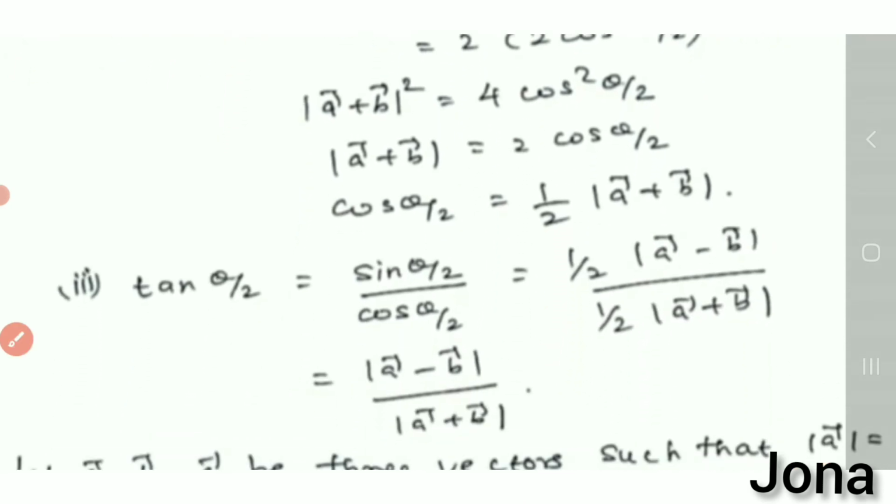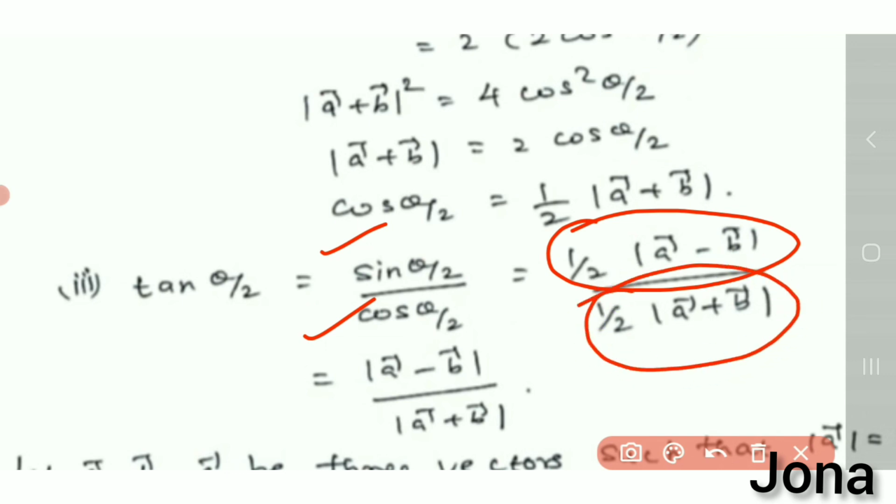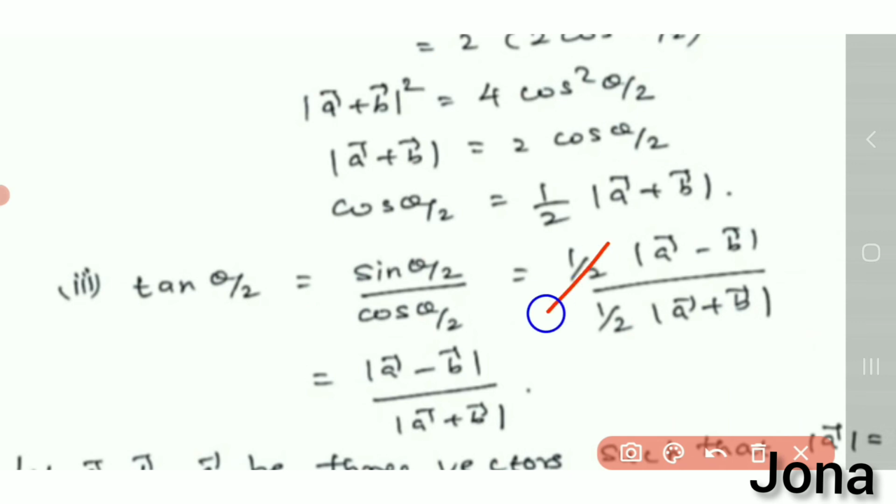Third division, tan theta by 2. Tan theta by 2 is nothing but sin theta by 2 divided by cos theta by 2. The value of sin theta by 2 is half into modulus of A vector minus B vector, and cos theta by 2 is half into modulus of A vector plus B vector. Here I can cancel the half and half. The remaining thing is modulus of A vector minus B vector divided by modulus of A vector plus B vector.